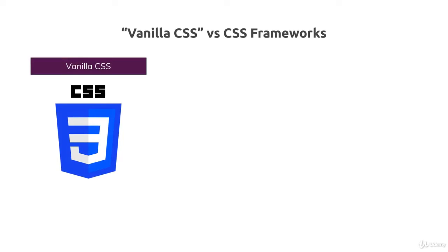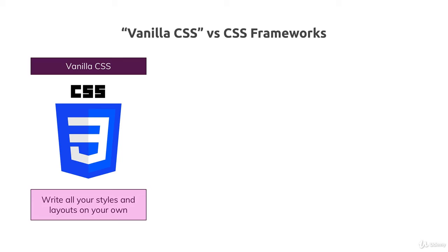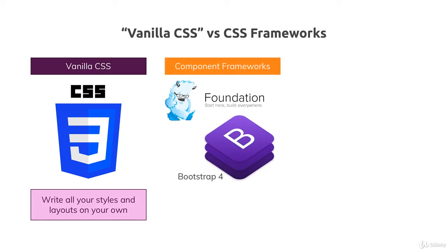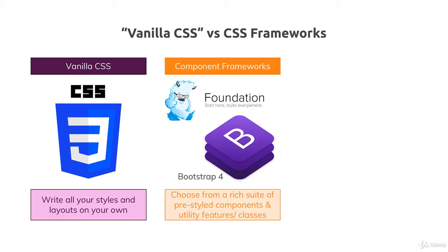We have vanilla CSS, of course. With that, I mean CSS code we write with the base features. We write all our styles and layouts on our own if we don't use an extra package. With extra packages, I mean things like component frameworks, for example, Foundation or Bootstrap 4. These are simply third-party CSS packages. Often they also come with a JavaScript portion for some interactive elements, but in general, they are packages of CSS code which give you pre-styled components and utility classes. So in the end, they expose a bunch of CSS classes which you can start using.